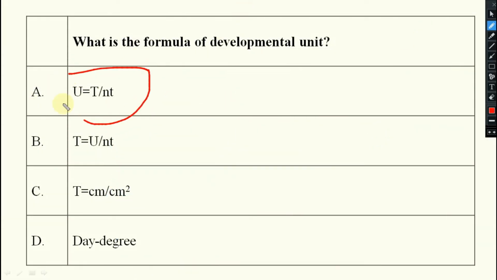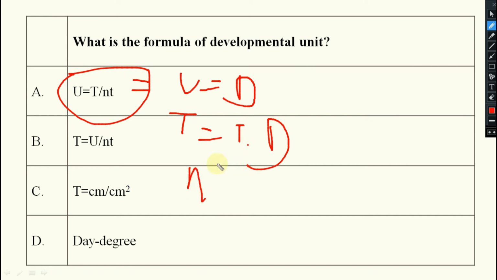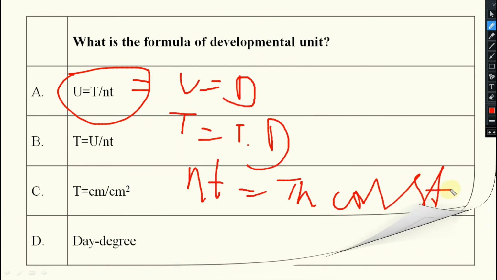Next, what is the formula of the developmental unit? You see, this is very very important. That is your U equals T by NT. What is U? U is your developmental unit. What is T? That is your total development. Then what is NT? NT is your thermal constant. Very very important, please try to remember.